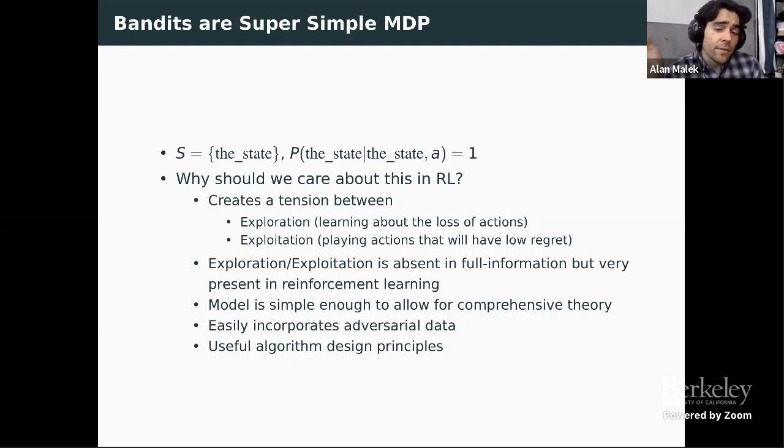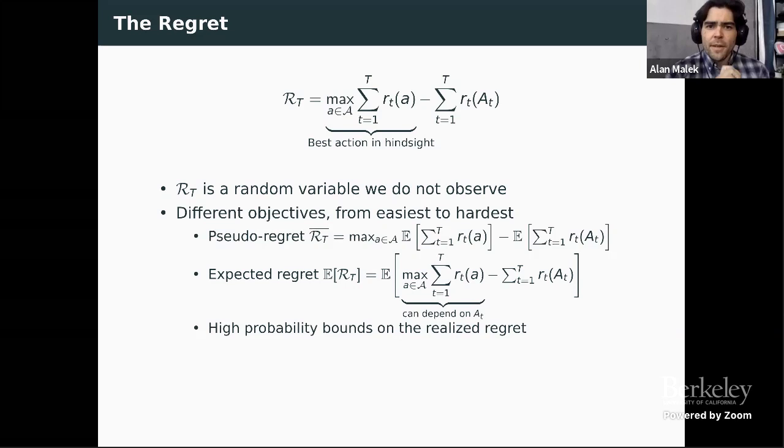Okay, so let's think about the regret for a second. I copied it at the top again. And here the regret is a random variable that we don't really observe. It's the best action in hindsight minus the actual rollout that we got. So we don't observe what R_T(A) is. We can't actually evaluate this left-hand term, but of course we can try to take an expectation with respect to our randomness.